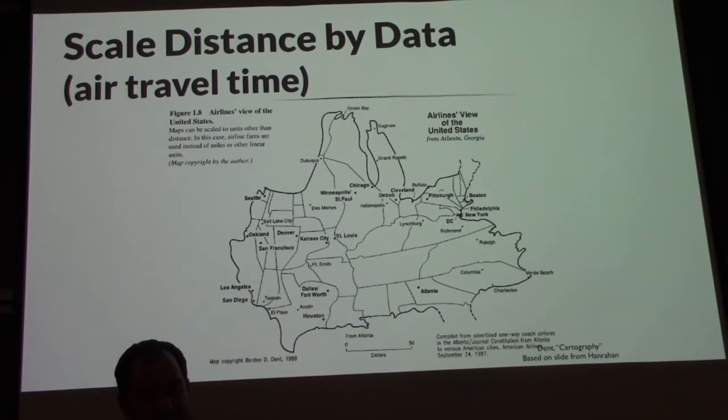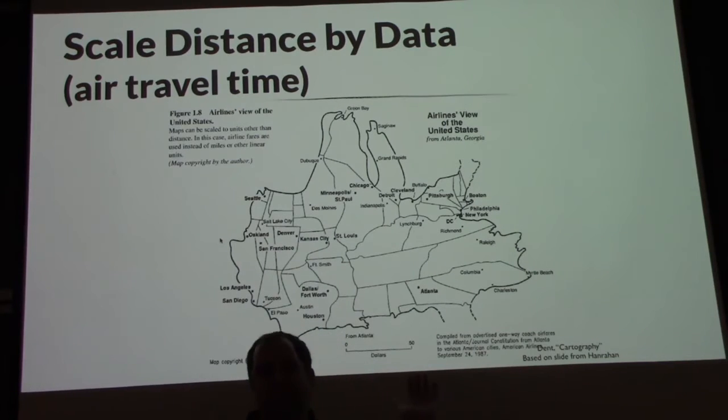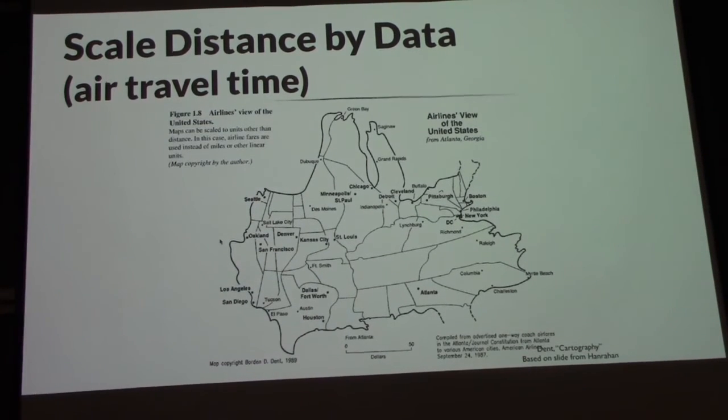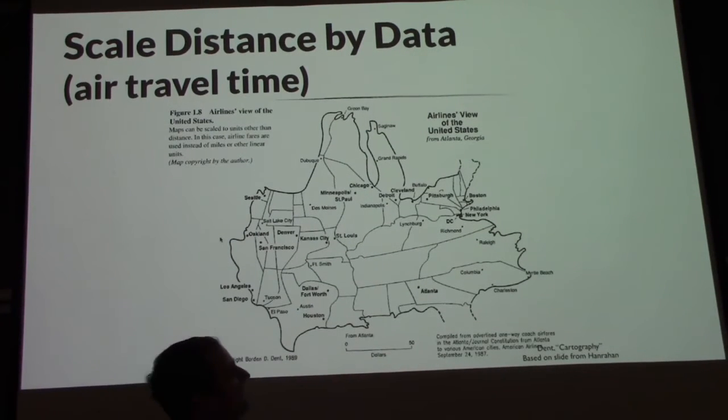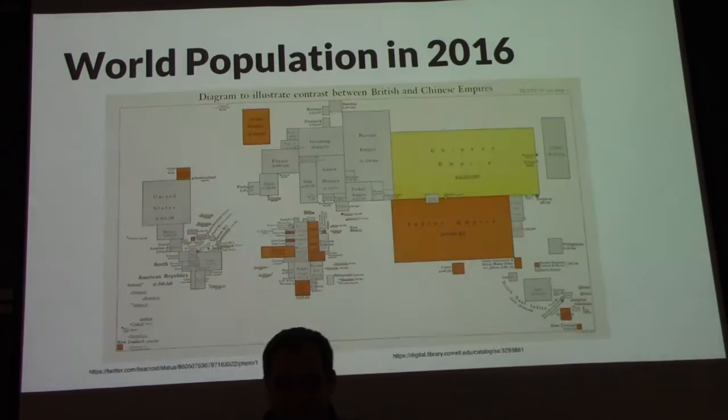Here's another example that scales the distance by data, in this case travel time on an airline. And so we can see, what kind of examples do we have here? It looks like there are pretty good connections from Los Angeles to the Texas area, from California to Texas, for example. If I didn't have any labels here, you might not be able to recognize that this is the United States, right? So this is very abstract already, and yeah, it's tricky.